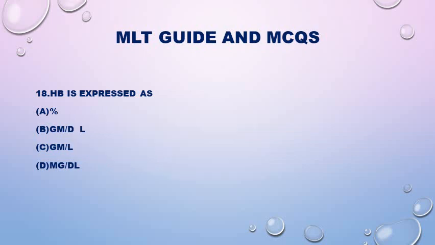18. Hemoglobin is expressed as options A. Percentage, B. Gram per deciliter, C. Gram per liter, D. Milligram per deciliter. The answer is option B. Gram per deciliter.